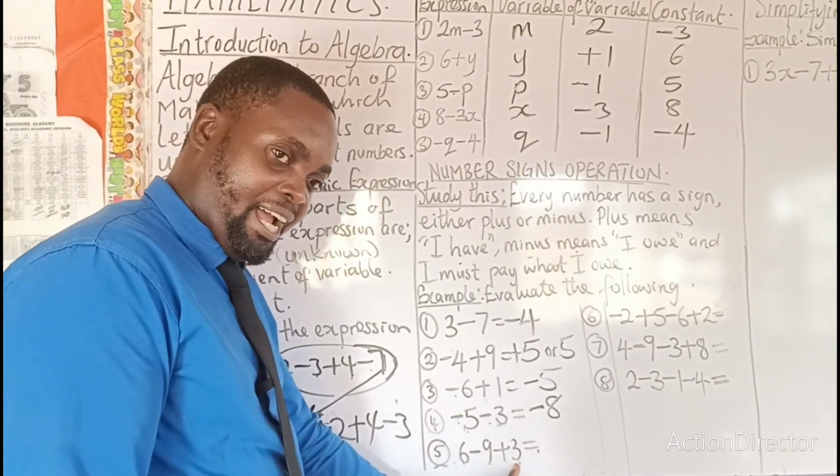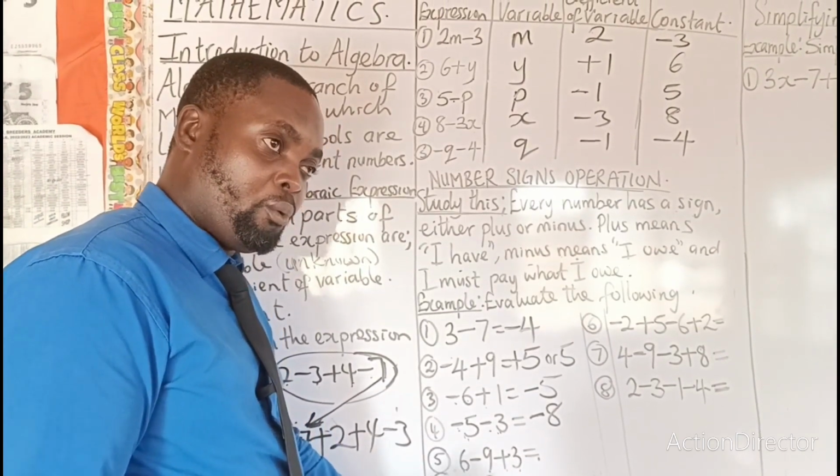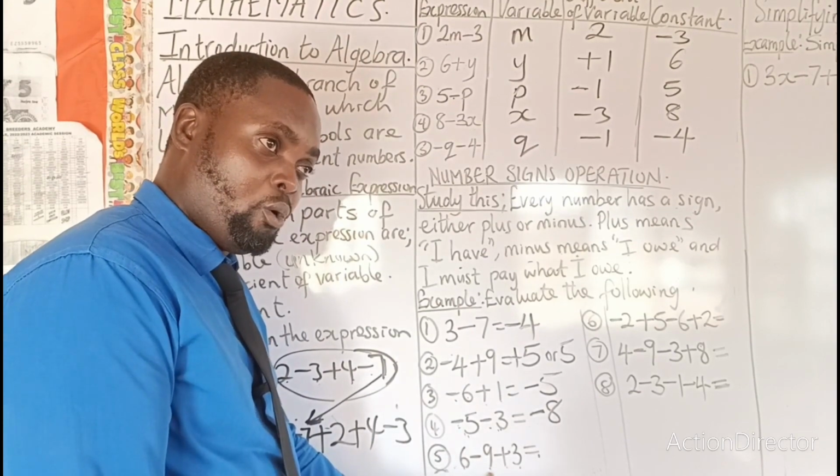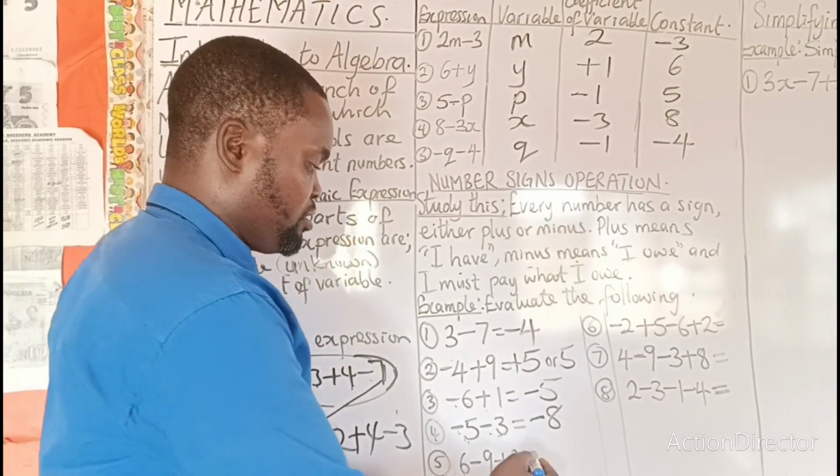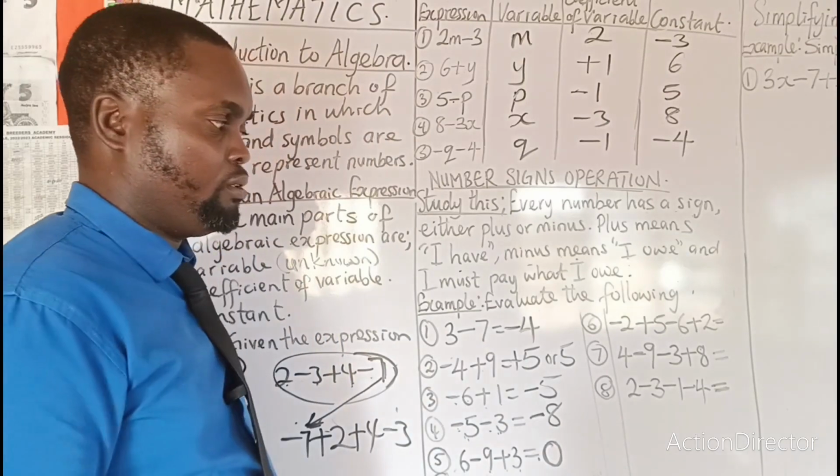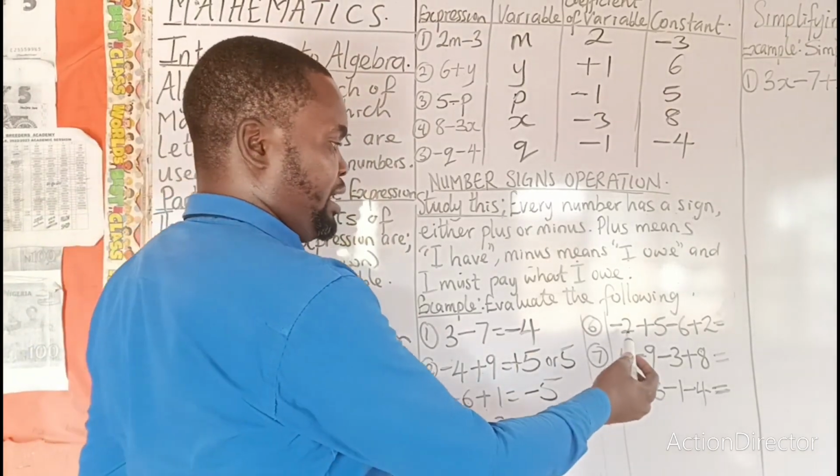That means I'm having 9. And how much am I owing? 9. So what will I do? I'll pay the 9 naira that I owe. Remaining how much? Nothing. So that is what? 0. Is that clear? The same thing we do here.